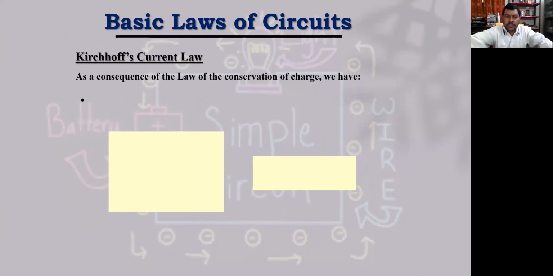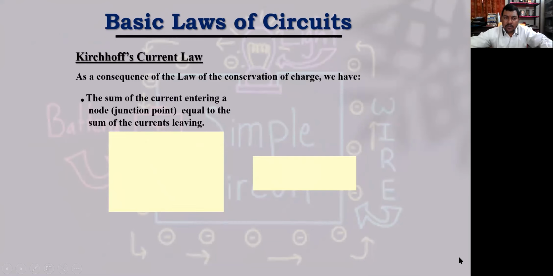These are very important, which we need to study in this section. So Kirchhoff's current law, as you have studied in your 12th: the sum of the currents entering a node or a junction point is equal to the sum of the currents leaving the junction. Current entering a node is equal to current leaving the junction, right?